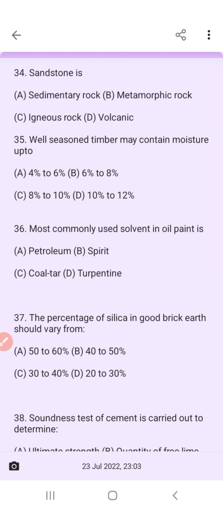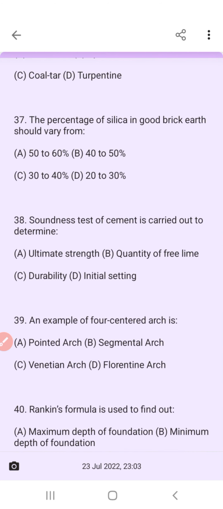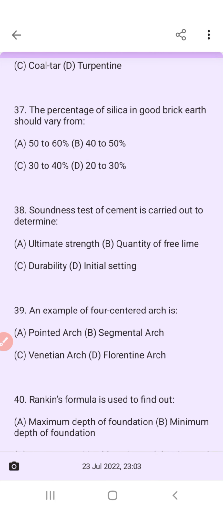The percentage of silica in a good brick earth should vary from 50% to 60%. Soundness test of cement is carried out to determine quantity of free lime. That is, correct option is B. An example of four-centered arch is C. Venetian arch.